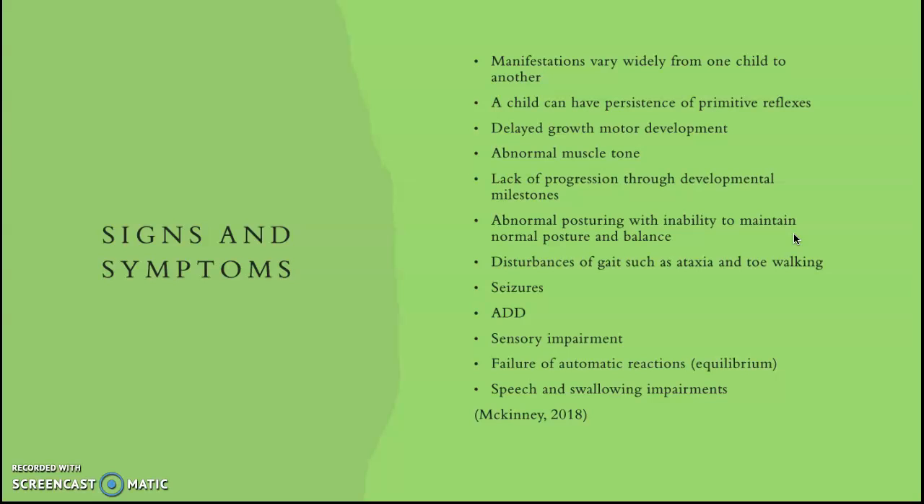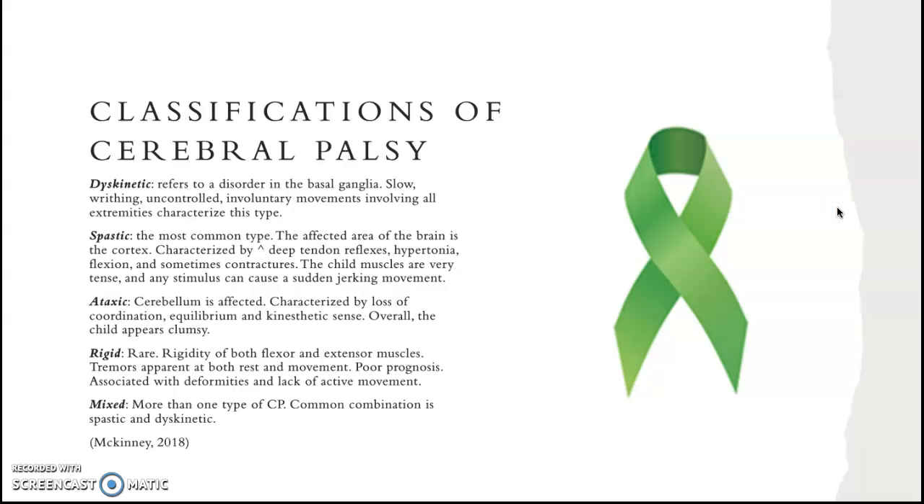Signs and symptoms. Manifestations can vary widely from one child to another. A child can have persistence of primitive reflexes, delayed growth and motor development, abnormal muscle tone, lack of progression through developmental milestones, abnormal posturing with inability to maintain normal posture and balance, disturbances of gait such as ataxia and toe walking, seizures, ADD, sensory impairment, failure of automatic reactions, and speech and swallowing impairments.